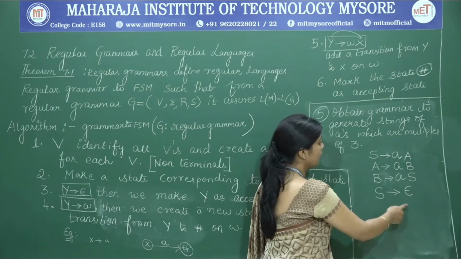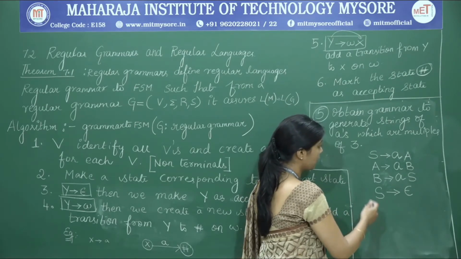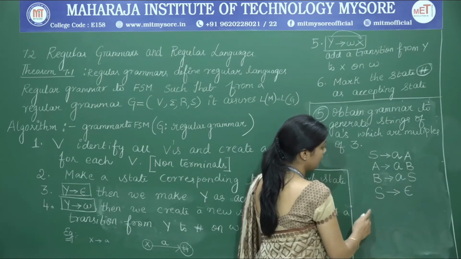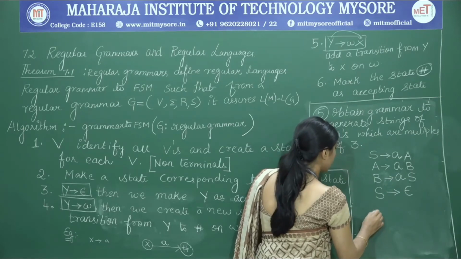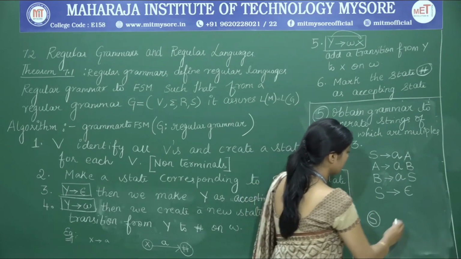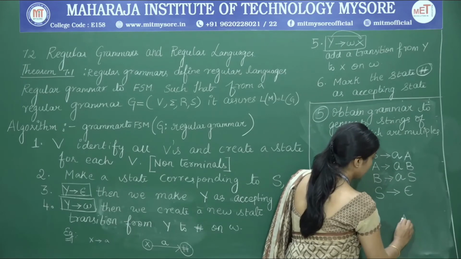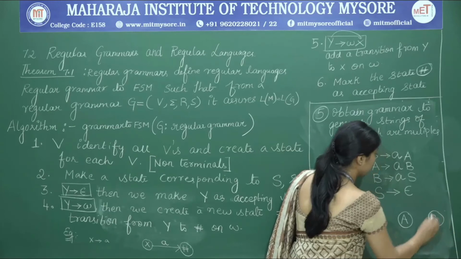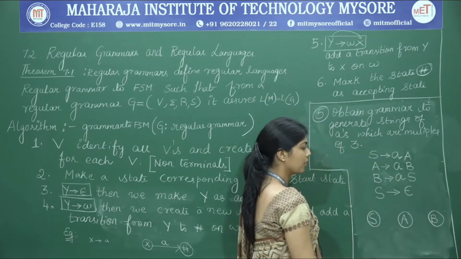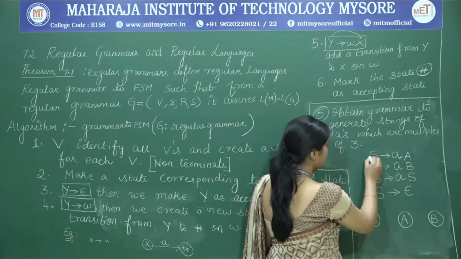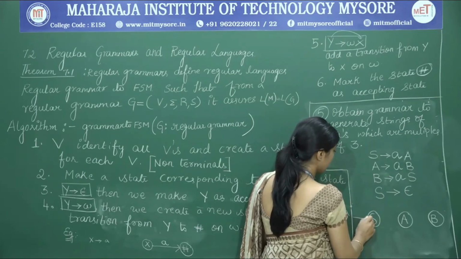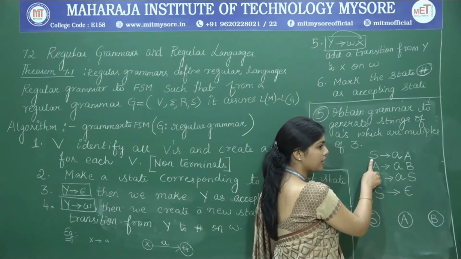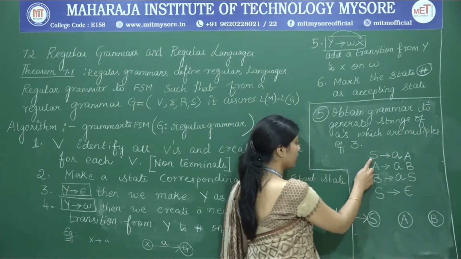So we will write an automata for this. We will identify what are the different variables which are there here. S, A, B are the different variables. So we will write 3 states. First we will write 3 states. That's S, and then we will write A, and then we will write B. What is the start state? S is the start state, because S is the start symbol in the grammar.